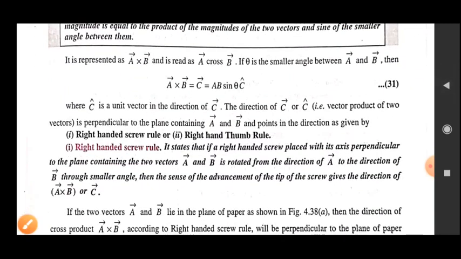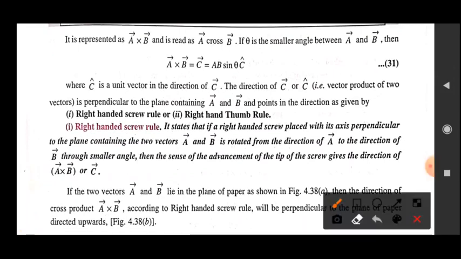Now, as I just told you, a cross b is equal to c, which is equal to ab sine theta into c cap. What is c cap? It makes ab sine theta a unit vector, so that's why we have written a unit cap vector. So don't be confused by this. Now let's move to the next thing.